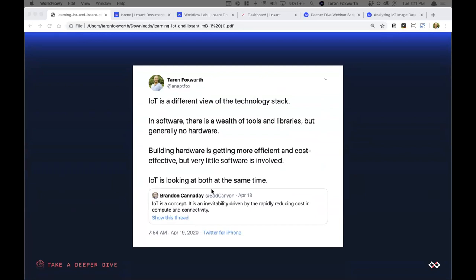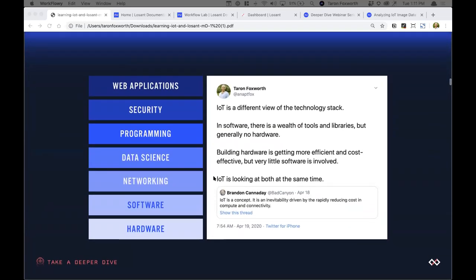For me, IoT is more of a view of the technology stack. Typically in SaaS-based applications, there's just a wealth of tools and libraries, but you're not doing hardware in those use cases. When it comes to typical hardware-based applications, there is software involved, but it's nowhere near the ecosystem we have in the software world. IoT is what happens when you have to look at this stack all at the same time for your application. And that's anywhere from hardware, software, networking, data science, programming, security, web applications. IoT is what happens when you look at all of these things for your application at the same time.